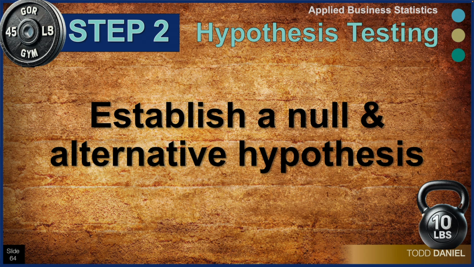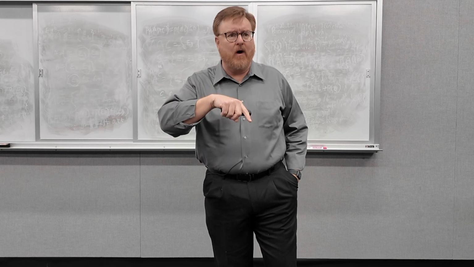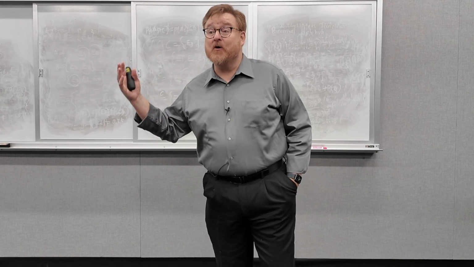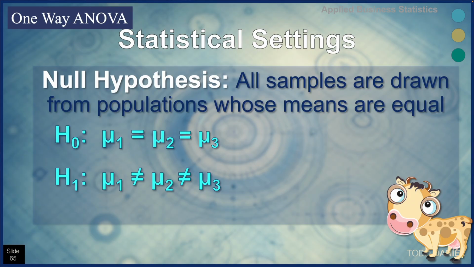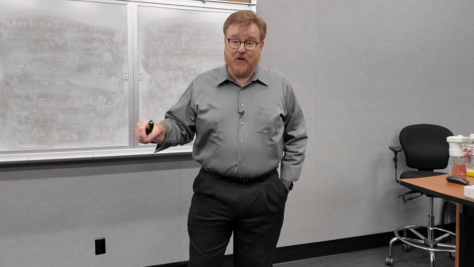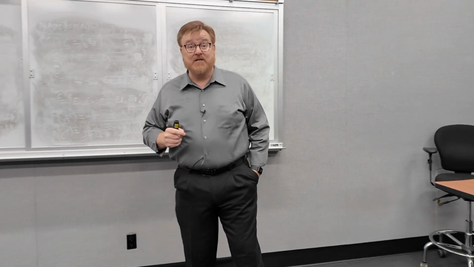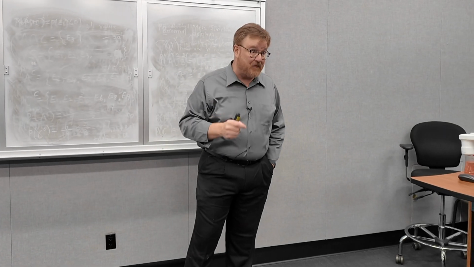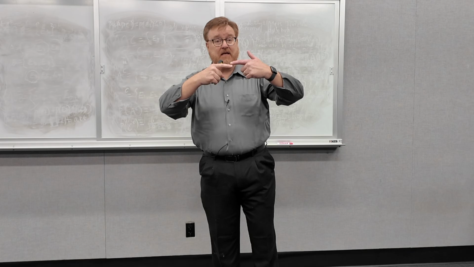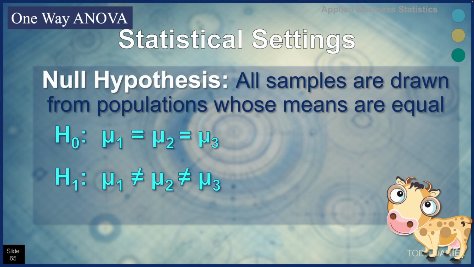Step 2, we're going to establish the null and the alternative hypothesis. As with an independent samples t-test, which says that mu1 equals mu2, if we're comparing 3 groups, our null hypothesis will be mu1 equals mu2 equals mu3. Or the first sample is drawn from a population that has a mean equal to the population from which the second sample is drawn, which is equal to the mean of the population from which the third sample is drawn. They are all drawn from populations whose means are equal. Our alternative hypothesis, therefore, will be mu1 does not equal mu2 does not equal mu3.